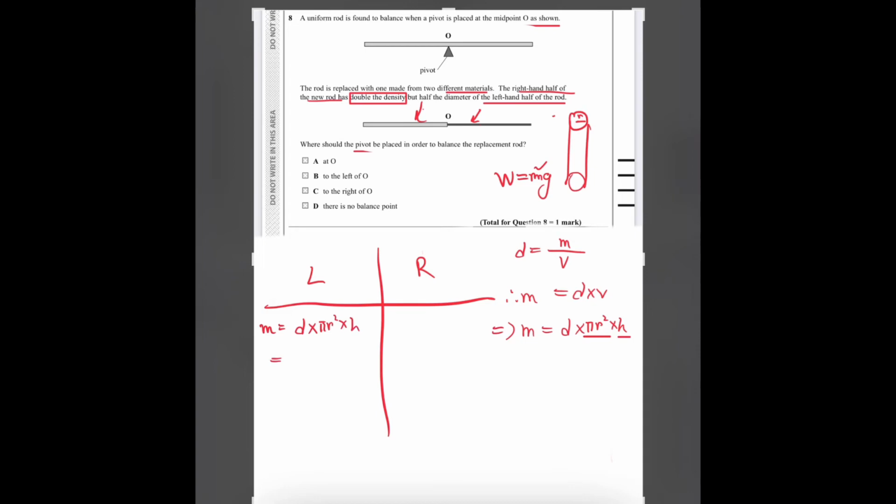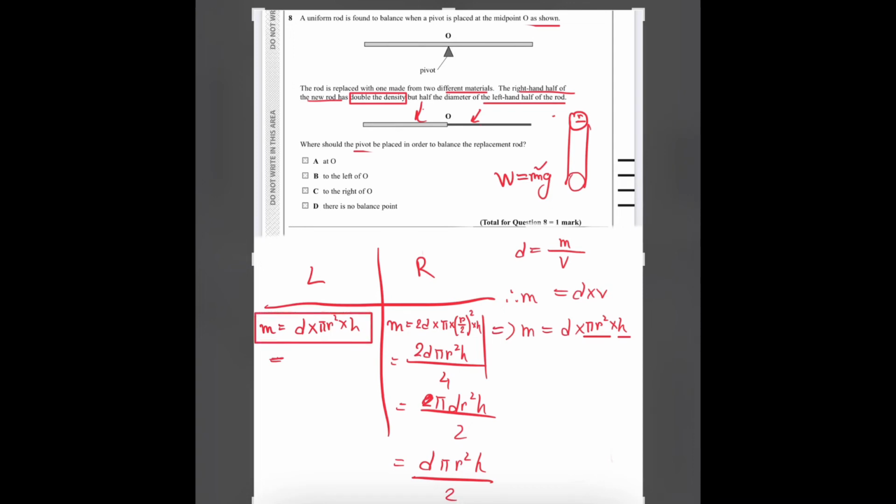So the density at the right hand side is twice the density, so 2d into pi into, the diameter is half, so radius should be halved, (r by 2) squared into h. So this would be 2d pi r squared h by 4, which would be d pi r squared h by 2, and this is d pi r squared h. So clearly the mass of the right hand side is lower than the left hand side.